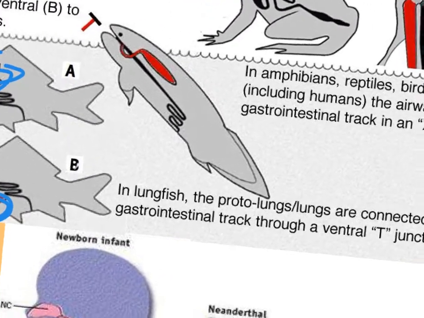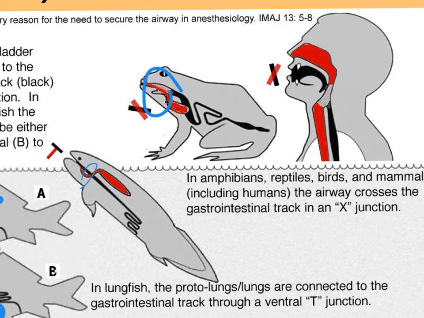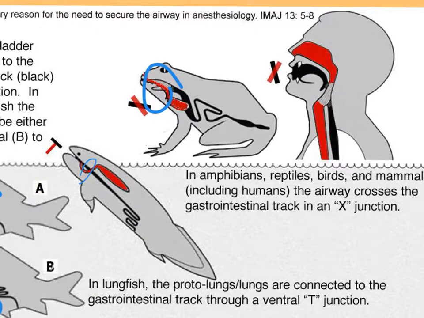In lungfish, the swim bladder is now, instead of being used for buoyancy, used to take oxygen from the air. So the lungfish has protolungs that are connected to the gastrointestinal tract through a ventral T-junction. And that's right here. Now in reptiles, in fact all tetrapods, the airways and the gastrointestinal tract cross at an X junction.